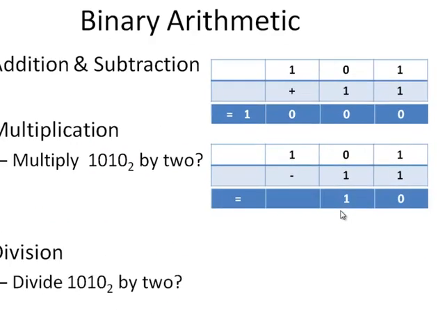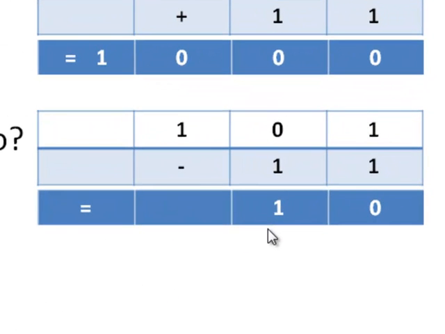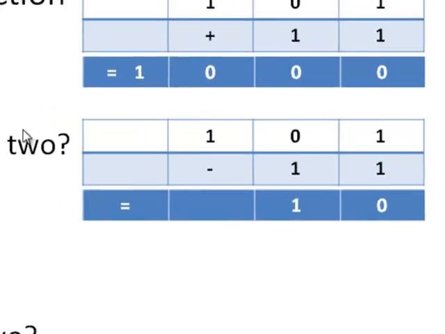And for subtraction, it's similar. 1, 0, 1 minus 1, 1. Well, 1 minus 1 is 0. We can't subtract 1 from 0, but we can subtract 1 from 1, 0, will give us a result of 1.